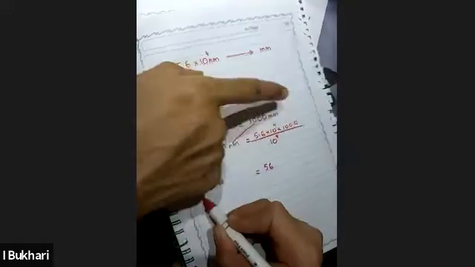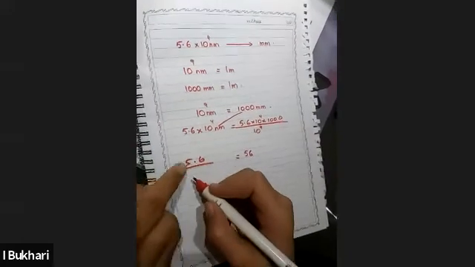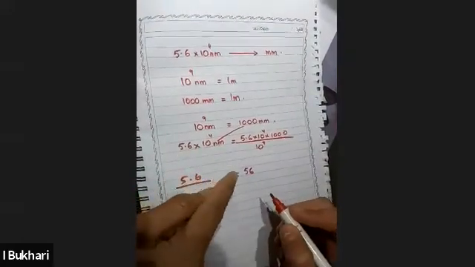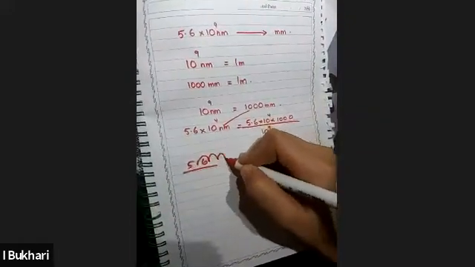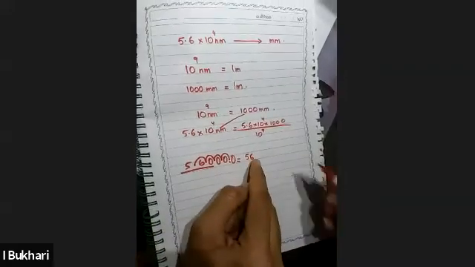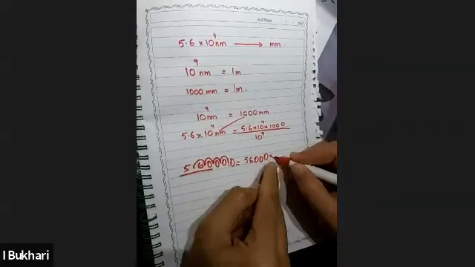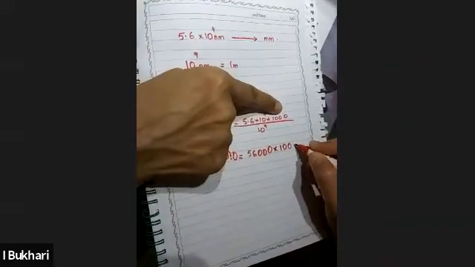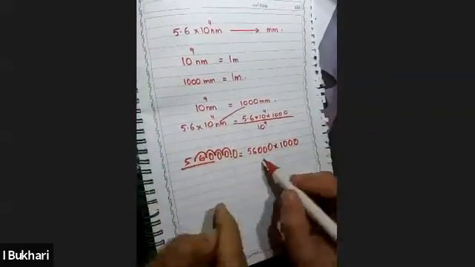Okay, so 5.6 into 10 to the power 4 into 1000. The decimal place would jump forward 4 places. 1, 2, 3, 4. So this makes it 56,000. Then 3 more zeros, 1000 multiplied by 1000, because this 1000 is still there, right? Okay. Now, divided by 10 to the power 9.